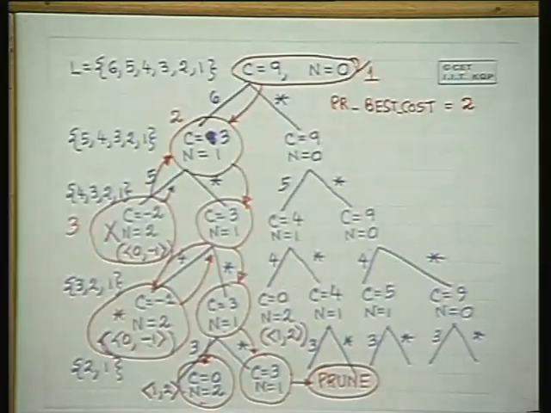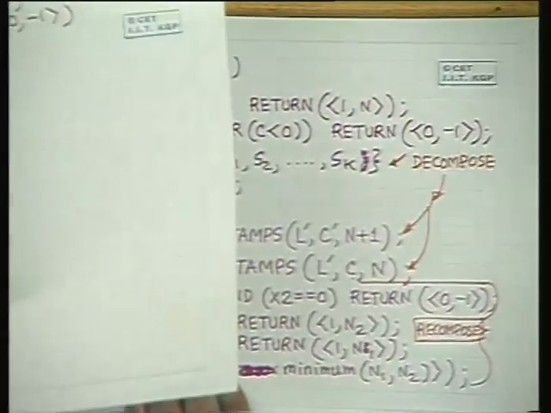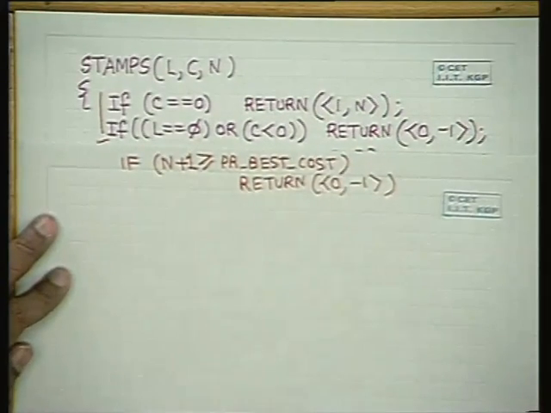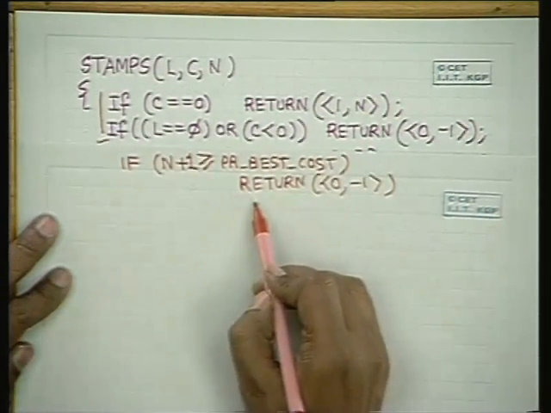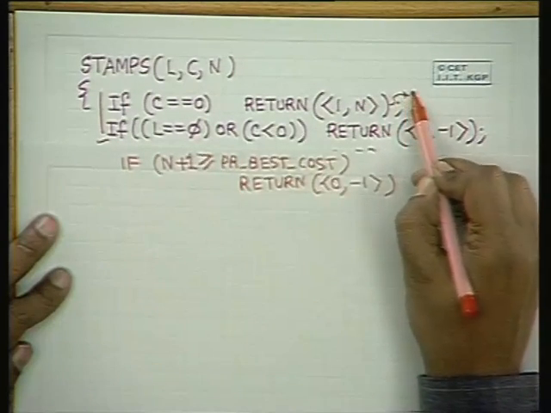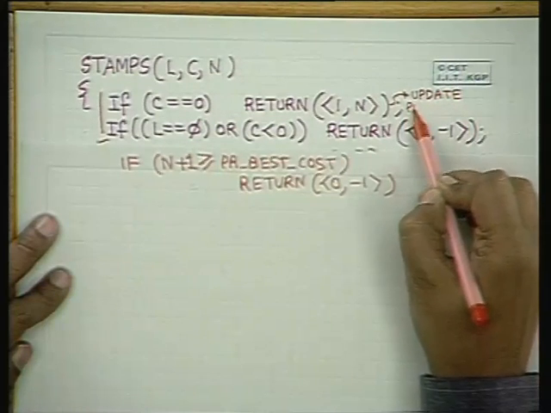Look at the situation here. The value of n plus 1 is greater than or equal to 2, which is the present best cost. There is no point continuing here. So what I actually do is, here I just simply return. This is the pruning step. And when I do get a solution, here I update the present best cost.